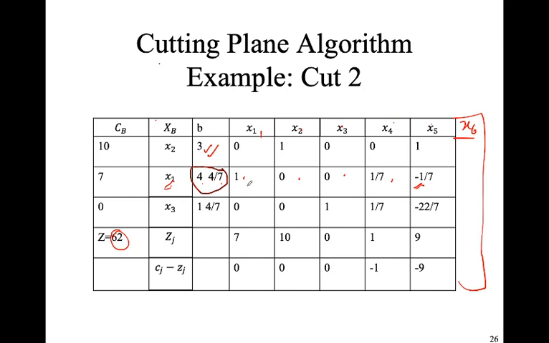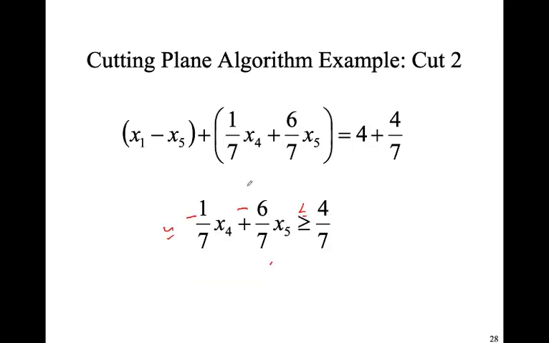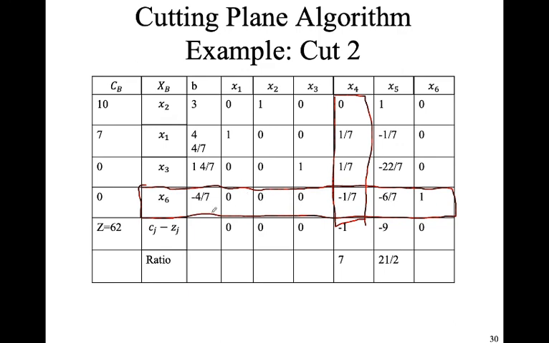Okay. So look at the cut. The coefficient of x1 is 0, coefficient of x2 is 0, coefficient of x3 is 0, coefficient of x4 is minus 1/7, x5 is minus 6/7, and x6 is 1, and its value is minus 4/7. So now you can see it has been added, and now your solution becomes infeasible because of this negative value. And since the solution is infeasible, we have to apply the dual simplex method.